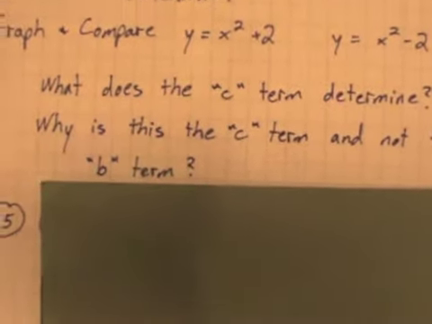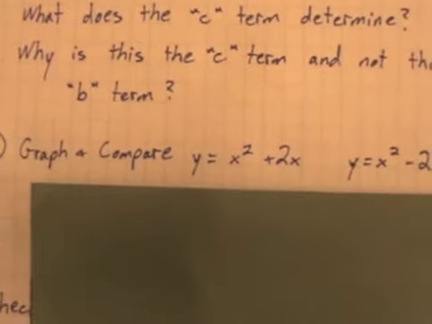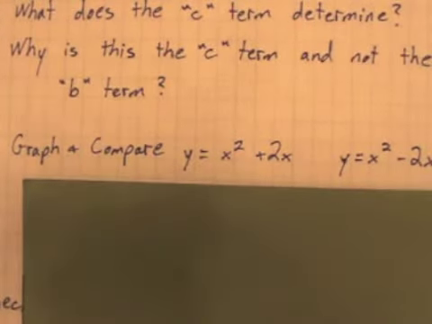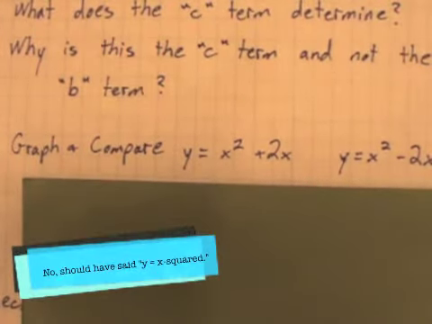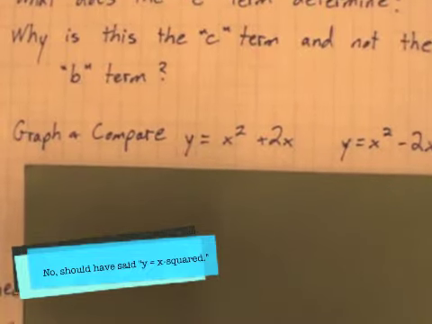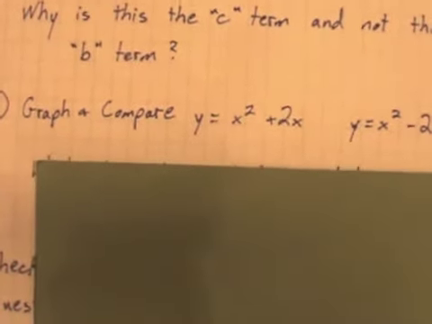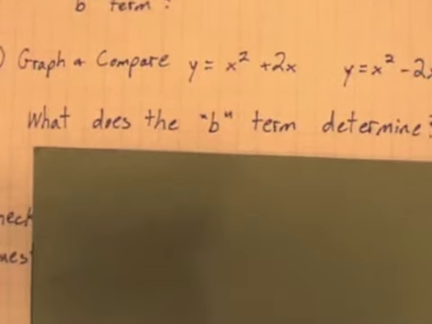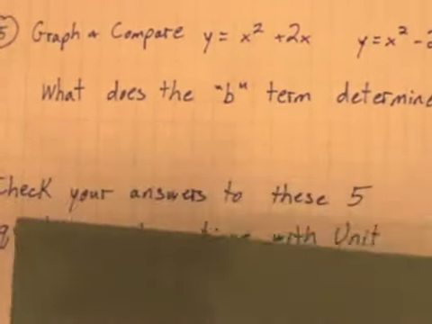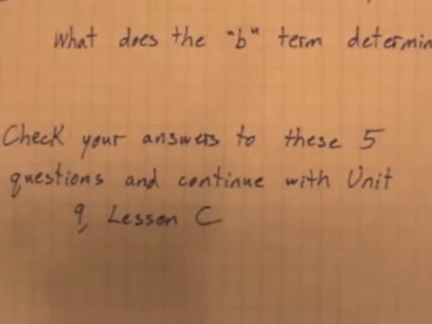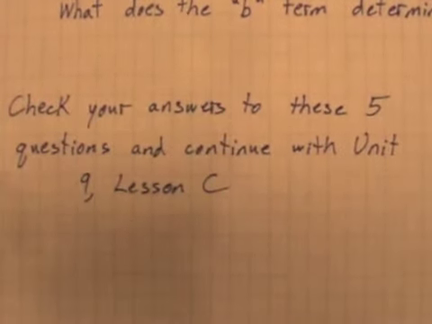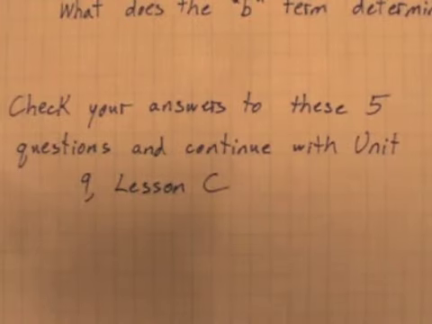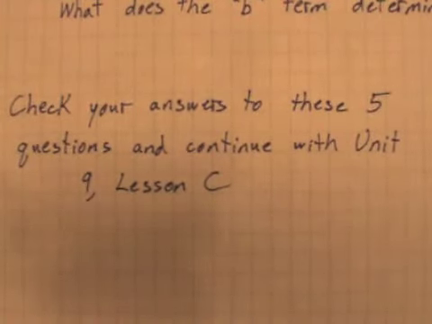Question 5 might help you answer that. Graph and compare y equals x squared plus 2x and y equals x squared minus 2x. Same thing. Do 2 tables, do 2 graphs. What does the b term determine? And I'm going to draw these up and put the answers in a check sheet, and that will be in the box for you to look at when you're done with this.